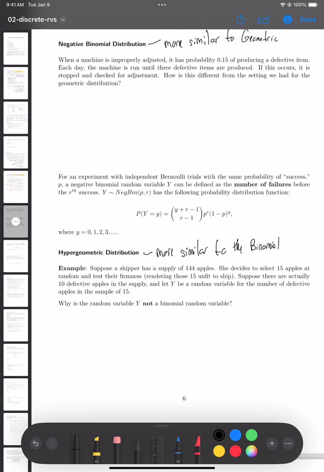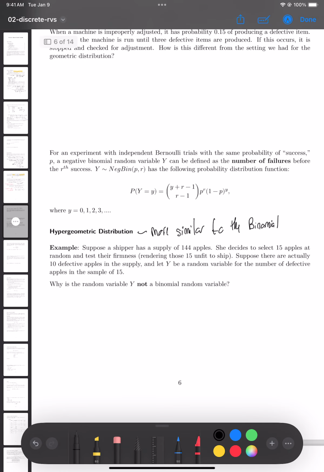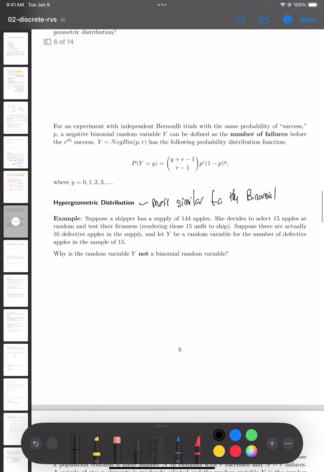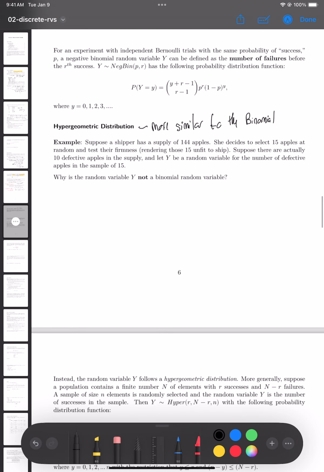The naming of these two feels unnecessarily cruel, but it is what it is, and we can't change the names. So again, we're skipping over the negative binomial. We'll do that in class and going straight into this hypergeometric.